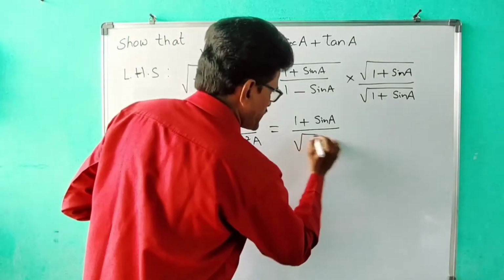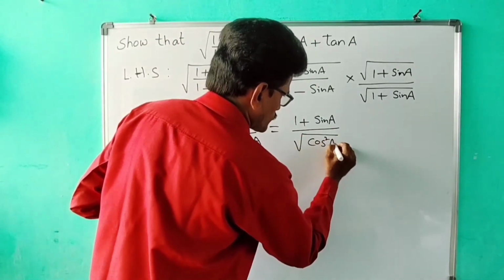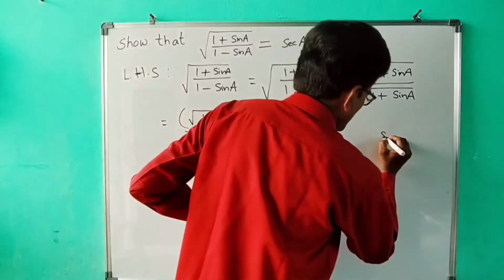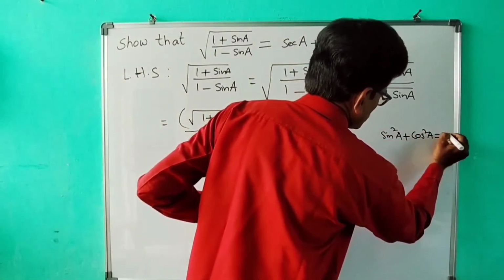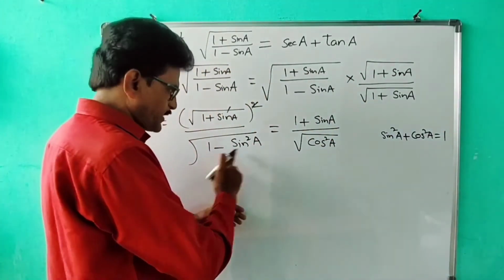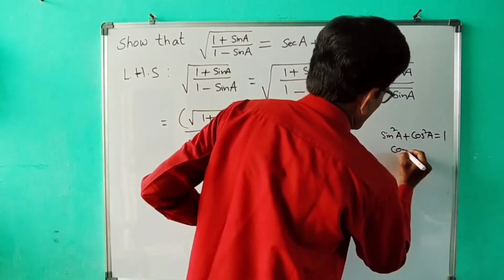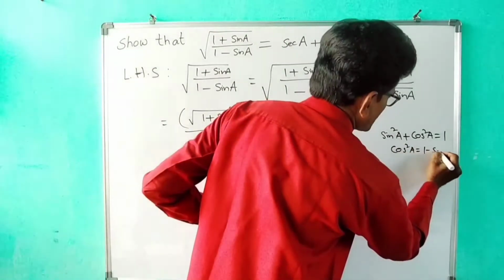So 1 minus sin square a is cos square a. You know sin square a plus cos square a equals 1. This identity we are using. So 1 minus sin square a is cos square a, that is, cos square a equals 1 minus sin square a.